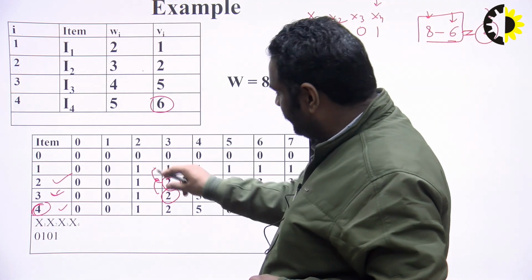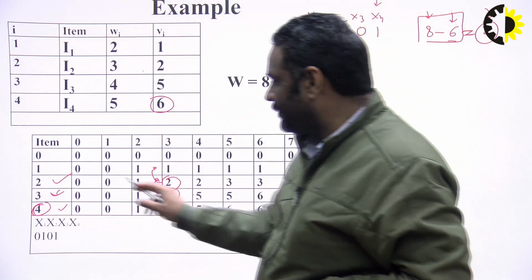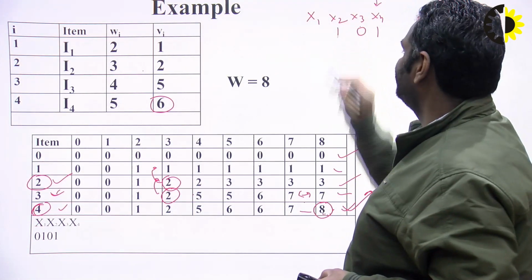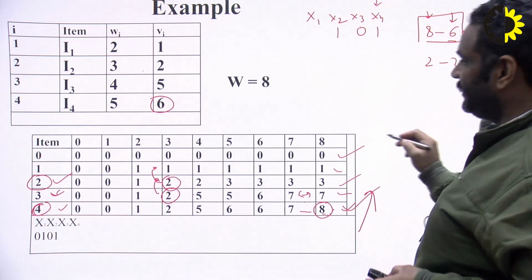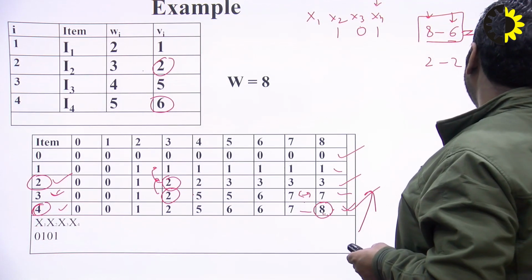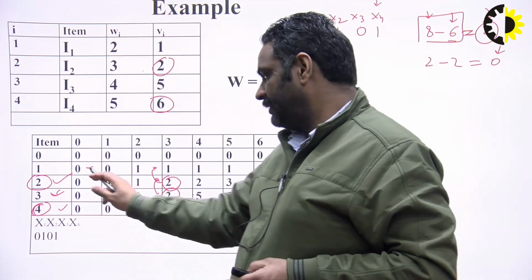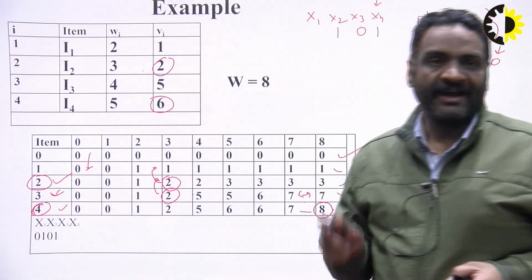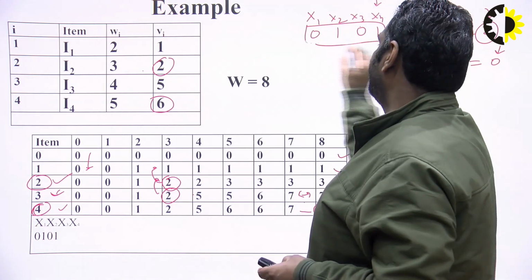Again looking for this profit in the previous row, but it is not there. That means this 2 comes by including this element. That means we are including the second item. After including this, we take the profit of this, that is 2 minus 2 is 0. So profit remains 0. Now see, the 0 is in the first row as well as the 0 row. So that shows the first is also rejected. So this is our final solution.